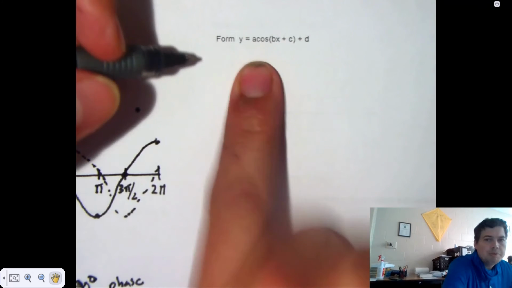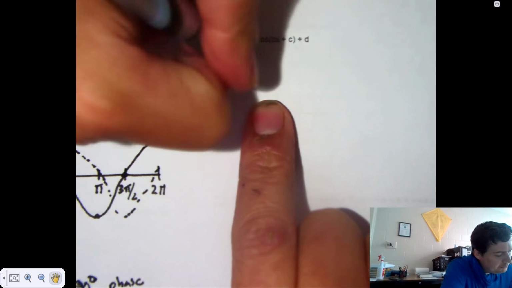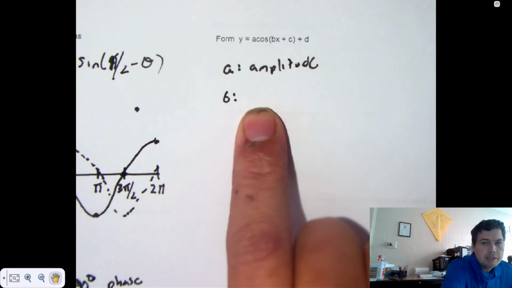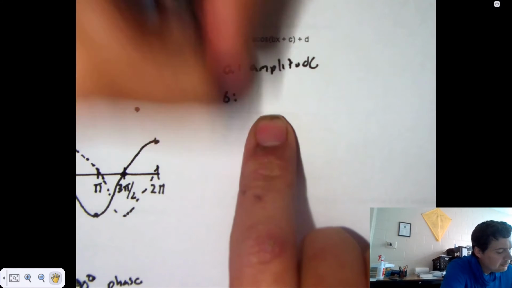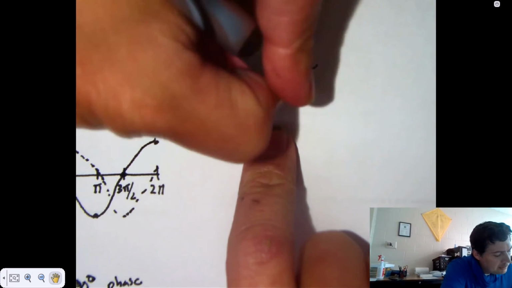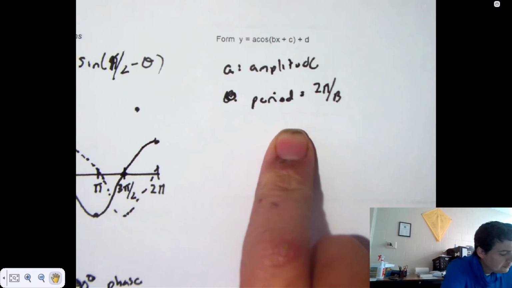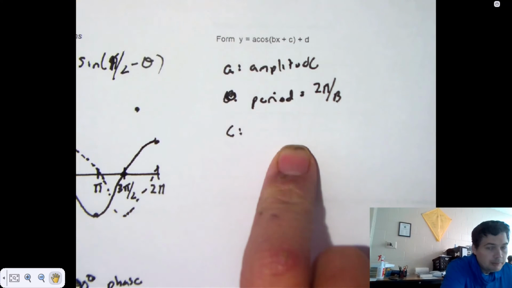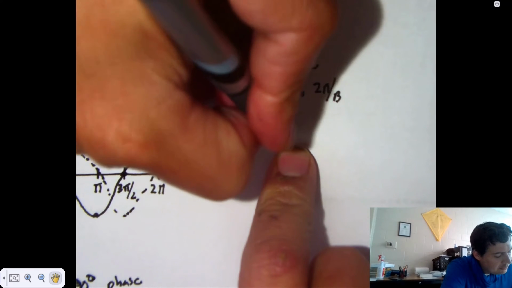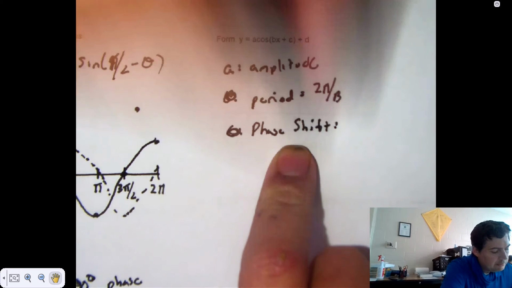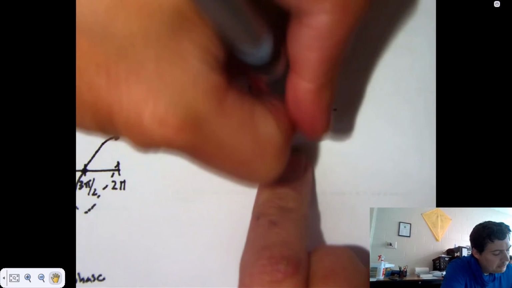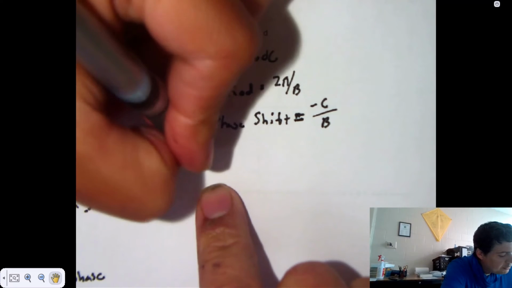We have the same form as we did the other day. A is amplitude. Cosine shares the same period as sine. So to find b, we use the same idea that period is 2 pi over b. C is still found by doing phase shift, and we know that Carolyn knows this one by heart, phase shift is equal to -c over b. Then, of course, d is your vertical shift.